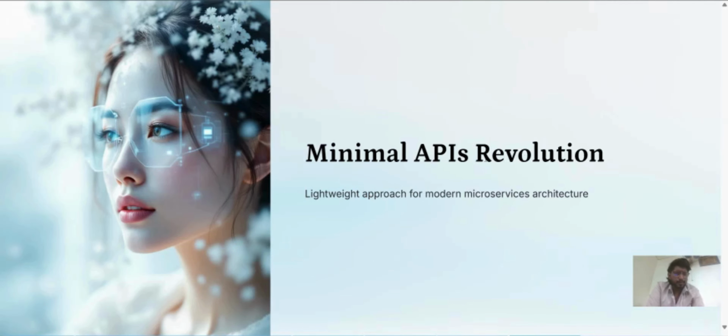Minimal API evolution. A lightweight approach for the modern microservice architecture. For example, if you provide the front end with a large number of APIs, like get all, get by ID, get by name, and get by time, we shouldn't provide 4 APIs. We can provide a single get all API.